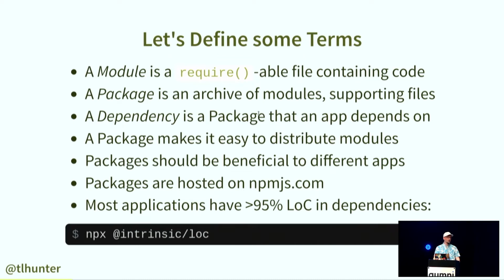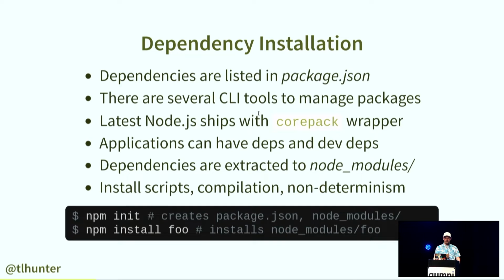So, dependency installation. Most of us here have installed dependencies, so I'll just run through this. Ultimately, dependencies are listed inside your package.json file. There are several different CLI tools that you can use to manage these packages. npm, of course, is the most popular and ships with Node. Yarn is the other; I suppose the two of them compete in popularity, depending on the year. pnpm is another fun one, which we'll also take a peek at.